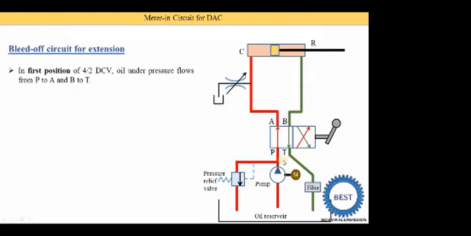Now in the first position of the 4/2 DCV, oil under pressure flows from P to A and B to T. In this diagram you see that this is for the first position. The P port is connected with the A port, and the B port is connected with the T port. So oil under pressure flows from P to A, and then after it reaches these points, what happens? Now we study here.